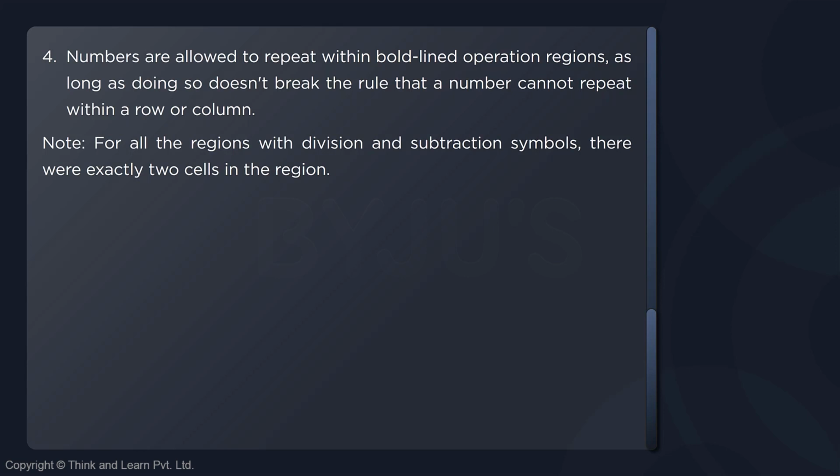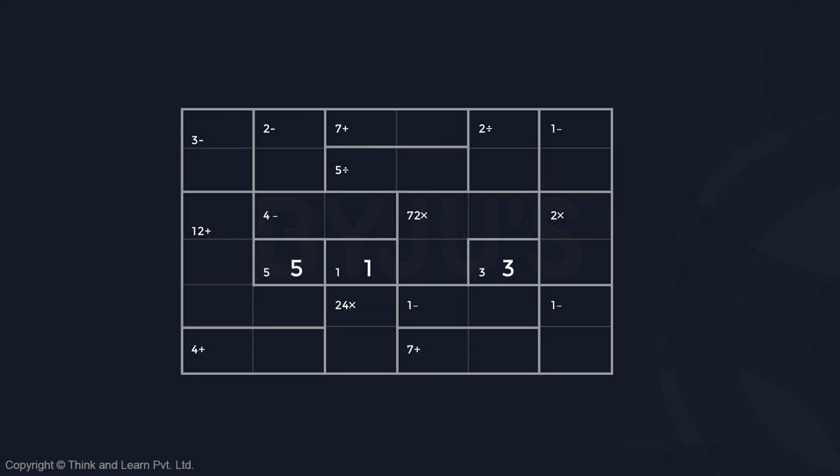Okay, for all the regions with the division and subtraction symbol, there were exactly 2 cells in the region, which is clear, right? Okay, so the idea is that, I mean, for these 4, the numbers can repeat as in this region, right? As long as in the same row or same column, the same number is not being repeated. All right.